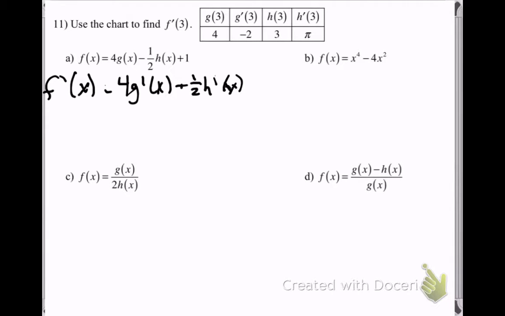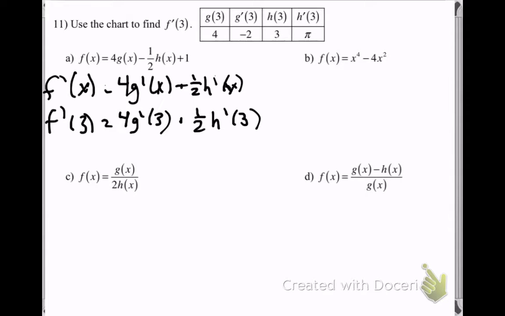Okay, so I want f prime of 3, so I make all those x's 3, and then I go to my chart. So 4g prime 3 plus 1/2 h prime 3. All right, g prime of 3 is negative 2, so that will become negative 8 in my first term. H prime of 3 is pi, so that'll become pi over 2. And that's the derivative of f at 3, just by using all of our properties of derivatives.